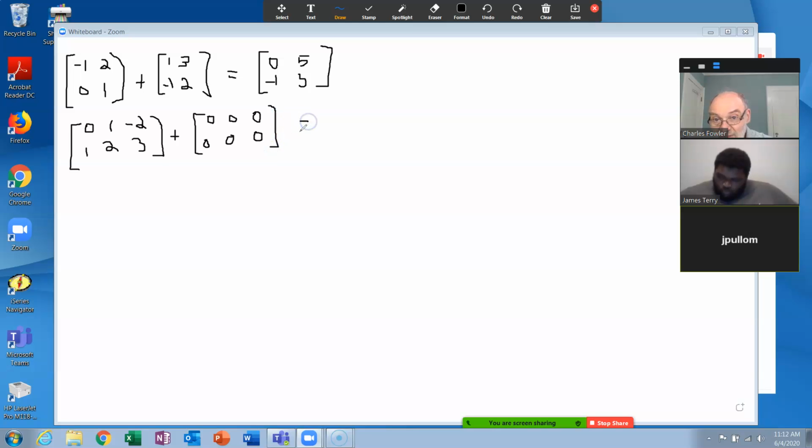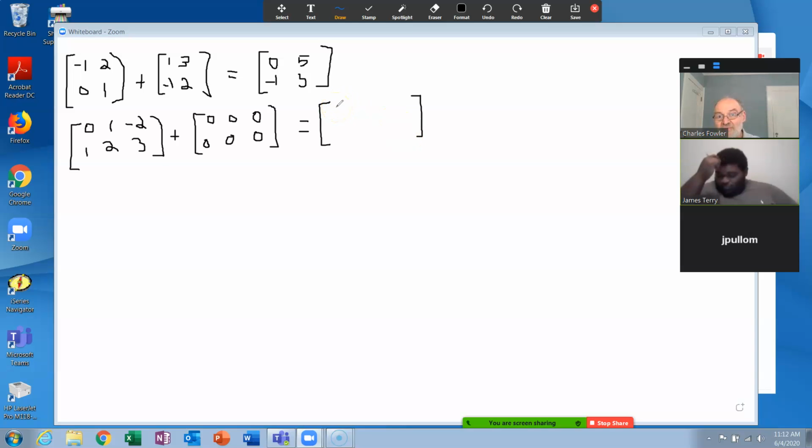Okay, the question is, can you add those two matrices together? Can you? Yes. Absolutely. Why? They're the same size. Exactly the same size. What size are they? 2 by 3. They're 2 by 3 matrices. 2 rows, 3 columns. Both of them exactly the same size. You can do it. Now here's a tough one.